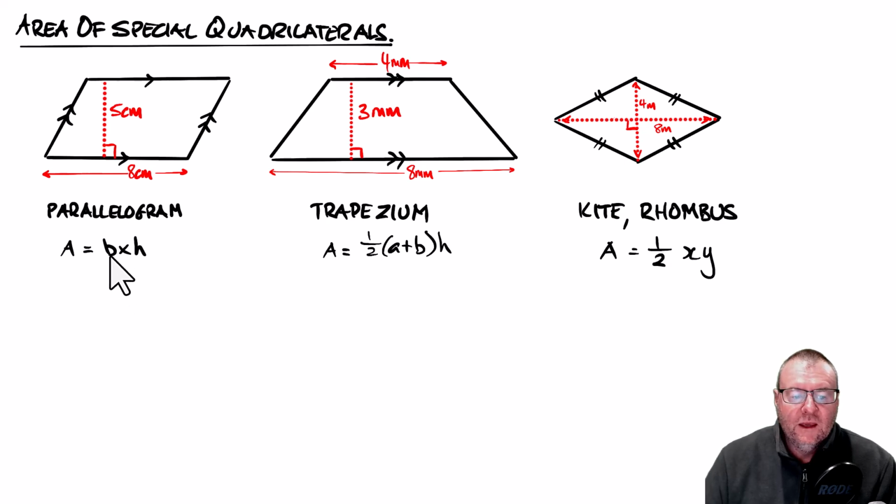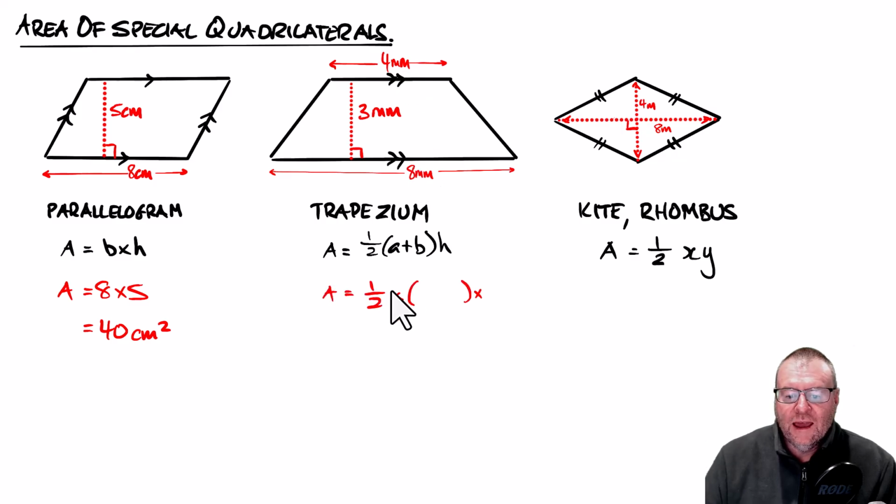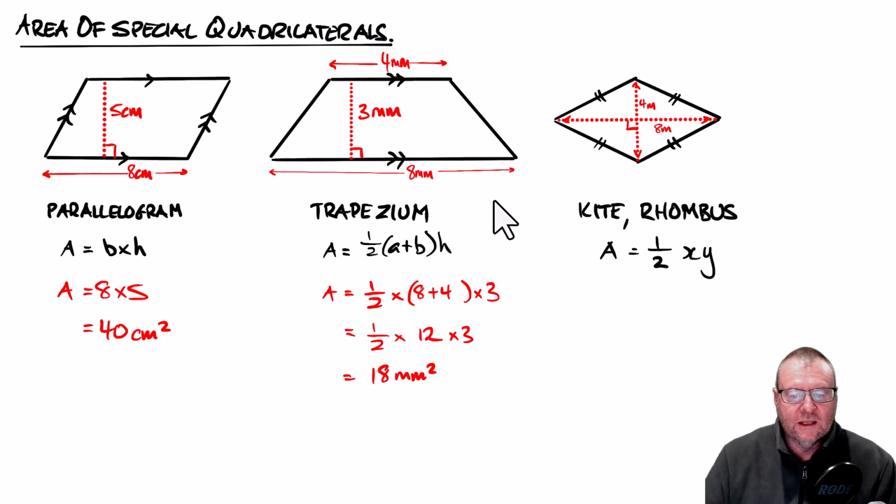Our parallelogram is simply the base times the height of the parallelogram. Well, that's easy. 5 times 8. The units here are centimeters, and it's an area, so it's squared. In a trapezium, we're averaging the two lengths of the parallel lines. So I'm going to add the 8 and the 4, halve them to get the average, and then multiply it by the distance between them. In this case, 3 millimeters. I get a value of 18 millimeters squared for the area inside that trapezium.